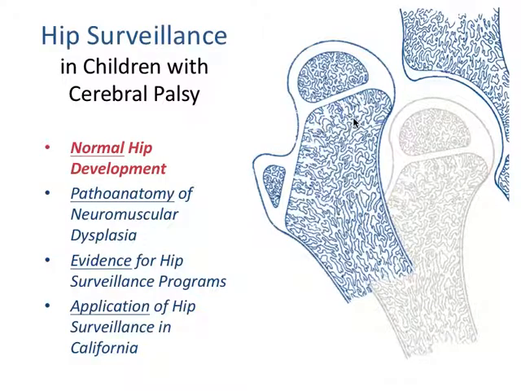So the talk today is going to be about normal development. We'll start with that, and then I'll go over the pathoanatomy of neuromuscular hip dysplasia, talk to you about the evidence for hip surveillance programs, and finally I'll touch upon some application of hip surveillance in California, and at least the group here seems to be pretty far along with that already, so I'll give you some ideas, but I think you guys have things under control.